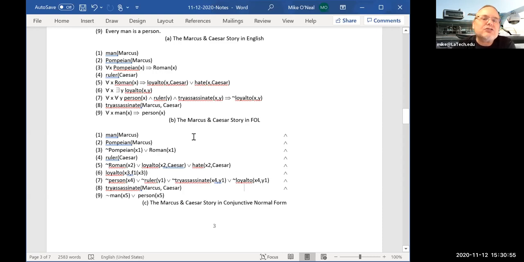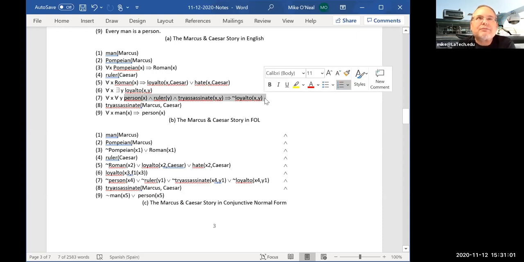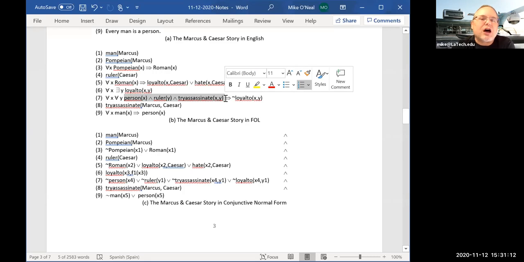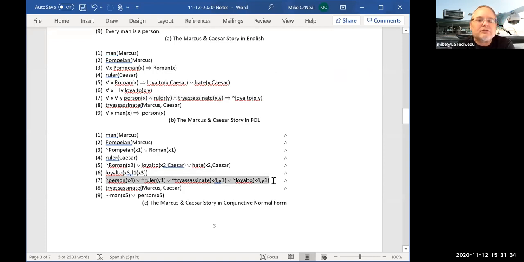So to get to 7, I had to do two things. I had to recognize that P implies Q is the same thing as not P or Q. And I also had to use the fact that I was notting all of these things. So if you not these three things, it becomes not person x or not ruler y or not tryassassinate xy. So when you drive a not over a series of ands, each of the terms gets negated and the ands flip over to ors. We talked about this last time if you go back and look at your notes.